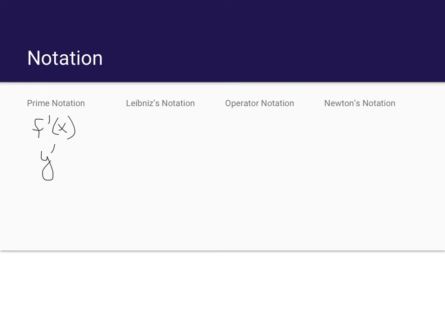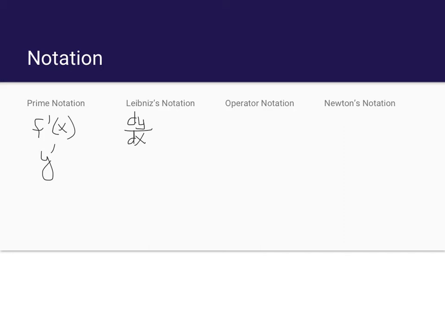Now, one of the two inventors of calculus was a man named Leibniz, and his notation is still very widely used, and it is probably the most useful version of the notation for the derivative. The way Leibniz wrote derivatives is he would say dy dx. What this means is the derivative of y with respect to x.